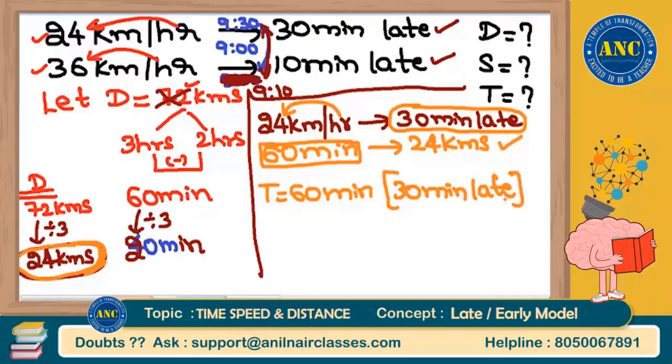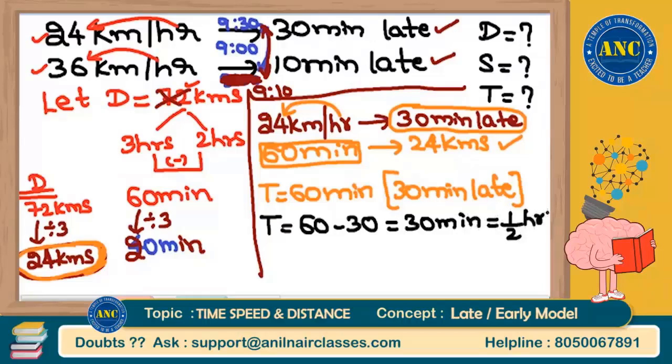That means class is at 6 o'clock. You came to the class at 6:30. I told you that you are late by 30 minutes. That means if you want to reach exactly on time, which is 6 o'clock, you should have been 30 minutes before 6:30. That is 6:30 minus 30. Here also it is 60 minus 30, which is 30 minutes. 30 minutes is 30 by 60, which is half an hour.